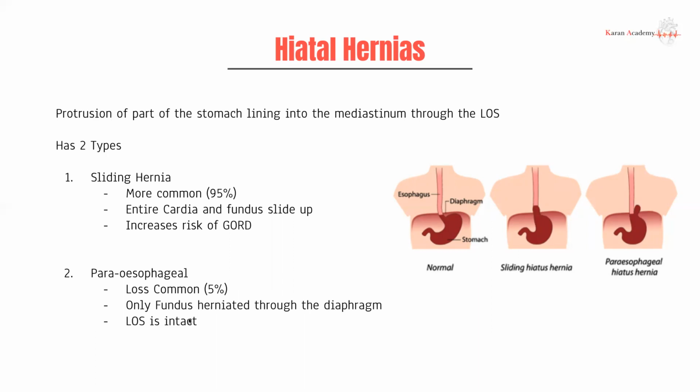Now, of the two, you may often be asked which one increases the risk of GORD, and the answer is going to be a sliding hiatal hernia, because although you have protrusion of the stomach outside its normal space, the lower esophageal sphincter is still normal and still contracting. This is just a part of it's just come out, right? Versus here, where if you have a herniation of the cardia and the fundus, you're going to lose the patency of the lower esophageal sphincter, and that's going to lead to GORD.